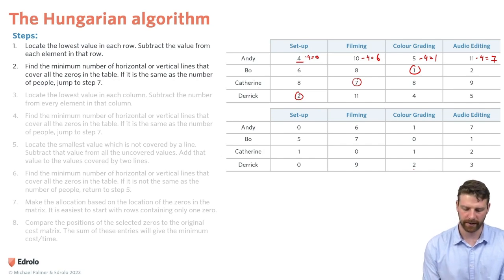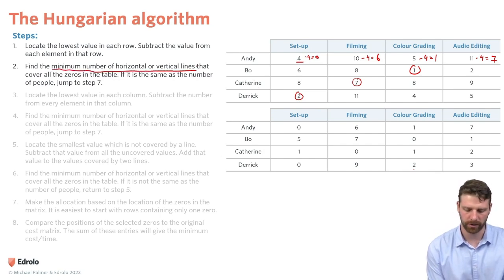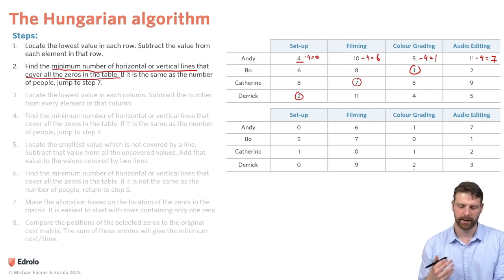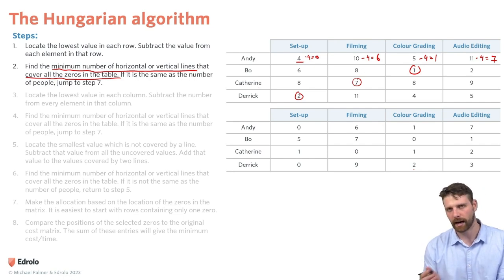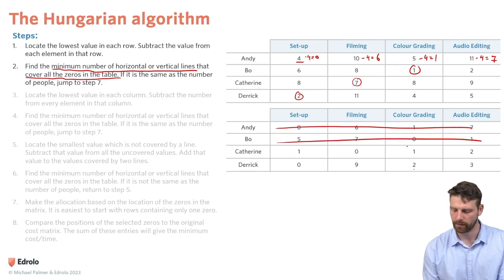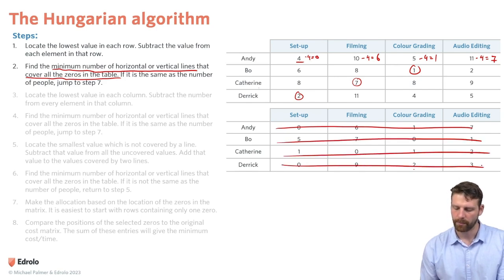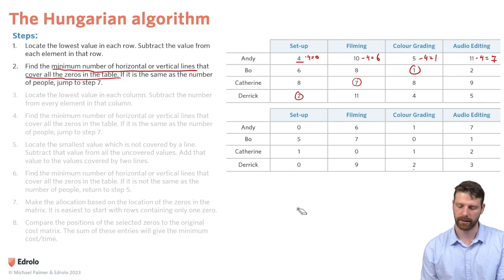And the next step is to find the minimum number of horizontal or vertical lines that cover all the zeros in the table. So to do this step, I have to look for zeros. And one way to cover all the zeros would be to draw 4 lines across like this. But that's not allowed because there's a better way of drawing these horizontal or vertical lines. So what I can actually do is draw this line here that covers these 2 zeros. And so I've covered 2 zeros with 1 line, and that's good. You want to try and do stuff like that when you're doing these problems.